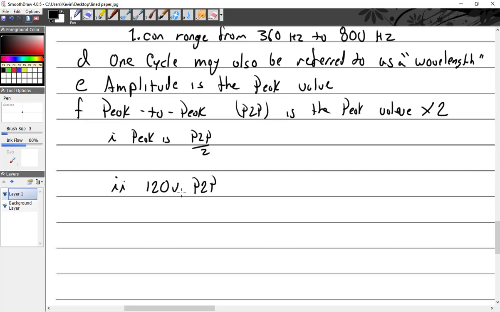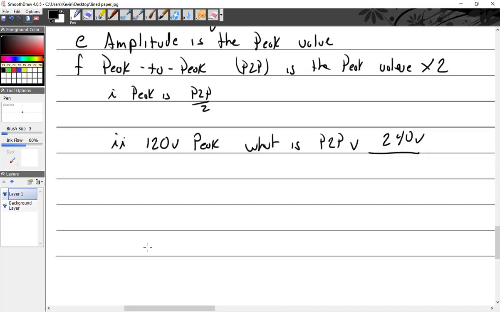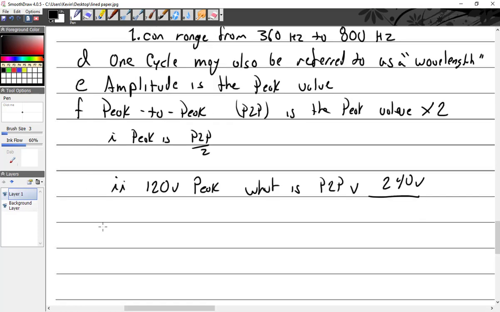Wait a minute. Yeah, if I have 120 volts, we'll do it this way, is peak. What is peak to peak volts? Did you say 140? Are you using your calculator again? What is my peak to peak voltage? 240. 240 volts. It said 140. Whoa. Record this. It's re-recorded.